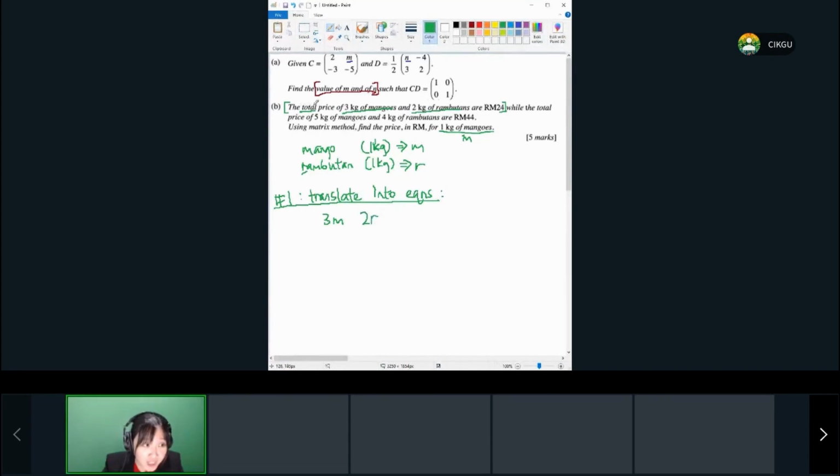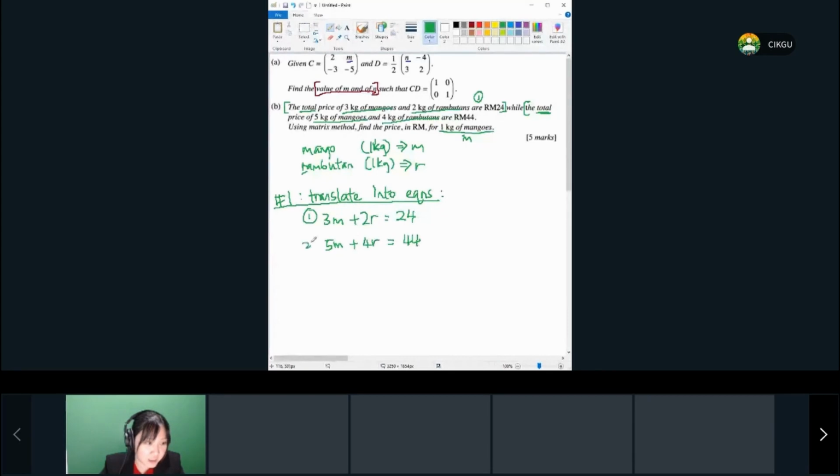If you want to find the total of something, of course you must add them. So you plus, and the total price must equal 24. This is how you translate into equations. First equation. Then they gave you another piece of information: the total price of 5 kilograms of mango, so 5M, and 4 rambutan, plus, because they say the total equals $44.44.